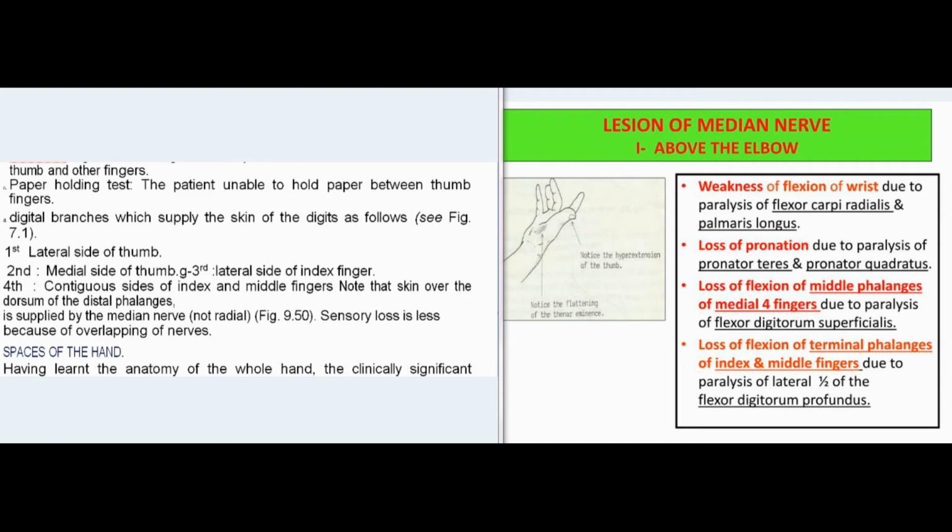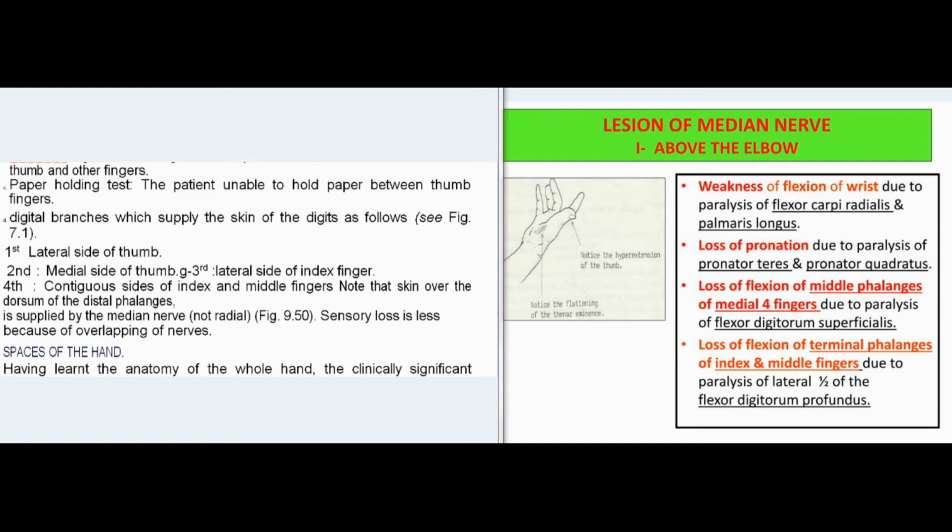Digital branches supply the skin of the digits as follows, see Fig 7.1. First, lateral side of thumb. Second, medial side of thumb. Third, lateral side of index finger. Fourth, contiguous sides of index and middle fingers. Note that skin over the dorsum of the distal phalanges is supplied by the median nerve, not radial, Fig 9.50. Sensory loss is less because of overlapping of nerves.